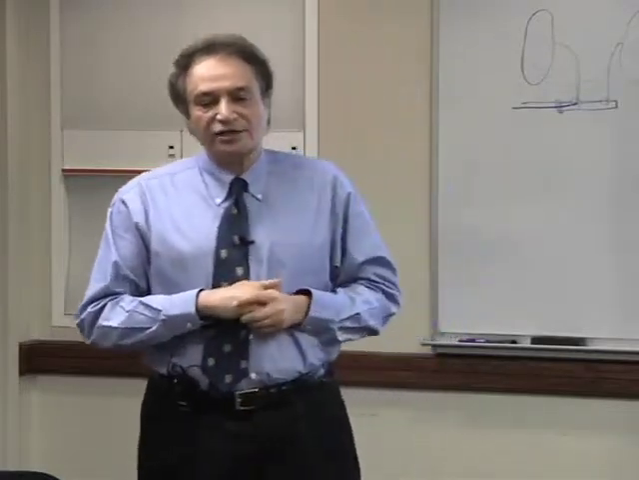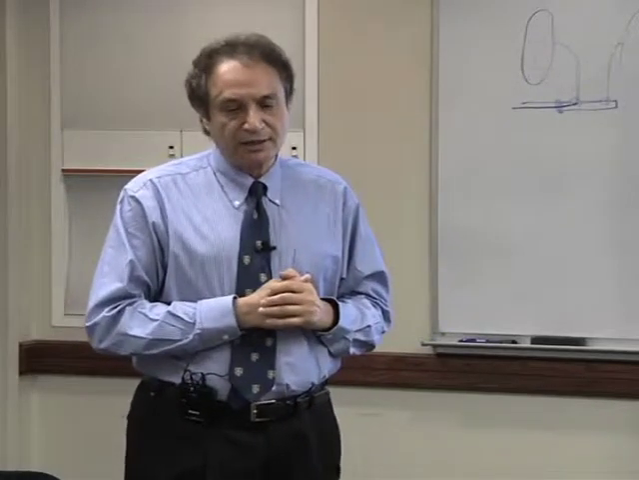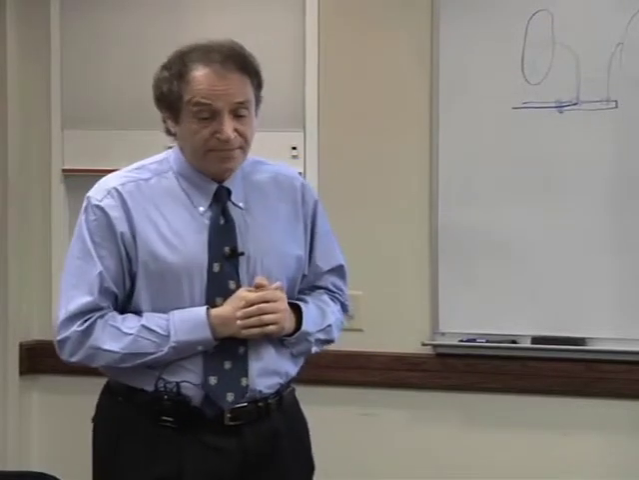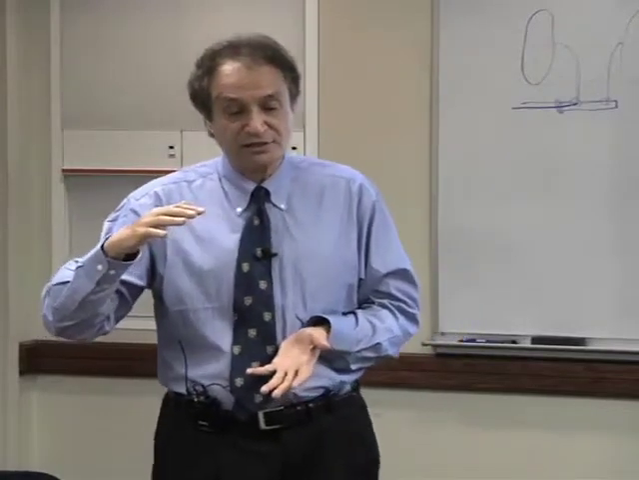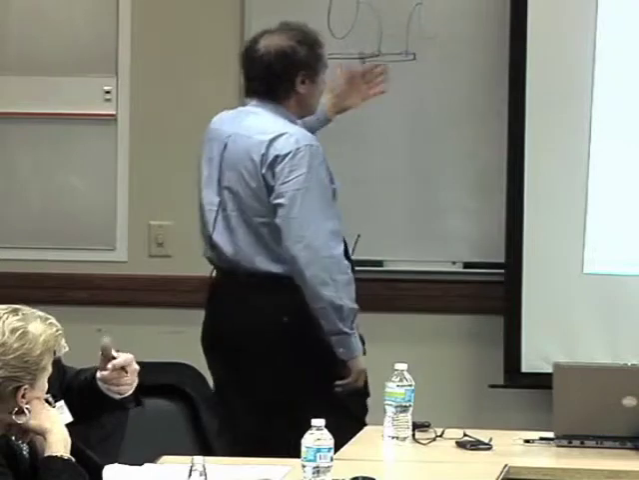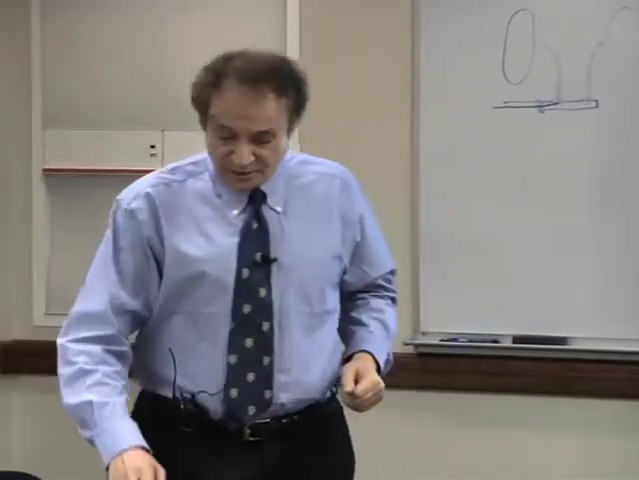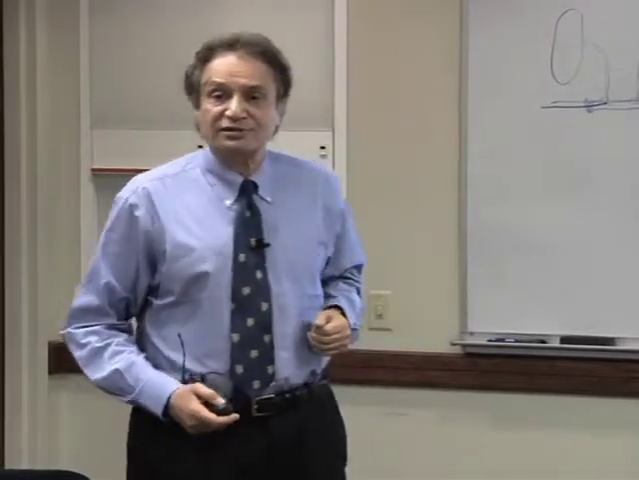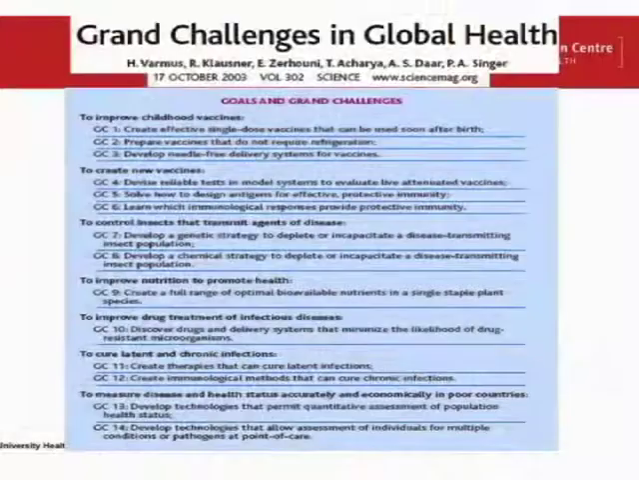So let's start with the Grand Challenges in Global Health. We worked with the Gates Foundation and the NIH in 2003. We did the research in Toronto to identify those 14 Grand Challenges laid out in the form of seven aims. So let's look at some of the aims: to improve childhood vaccines, meaning let's try and make a vaccine that doesn't require refrigeration to stop it from degrading. Develop needle-free delivery vaccines and so on. Create new vaccines that currently don't exist.